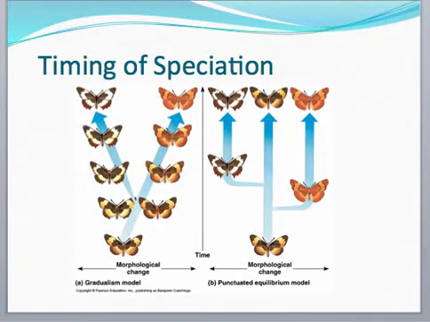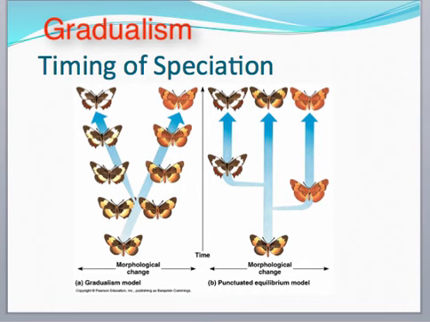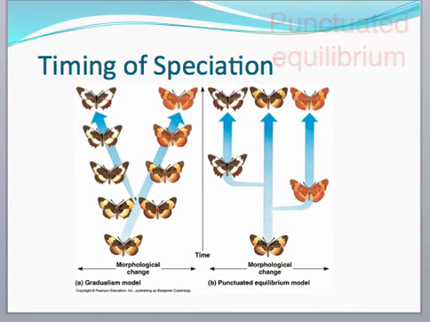Examples of these two types of speciation can be seen here in the butterflies. On the left, the butterflies are going through small changes until finally two new species are formed at the top. On the right, however, they make drastic changes all at once with long periods of no change, and then eventually the new species are formed at the top.